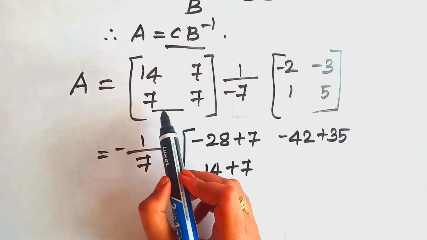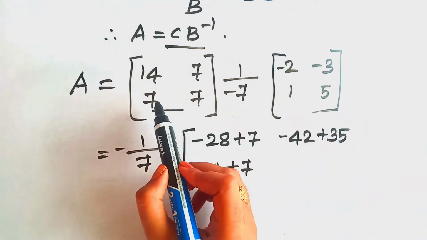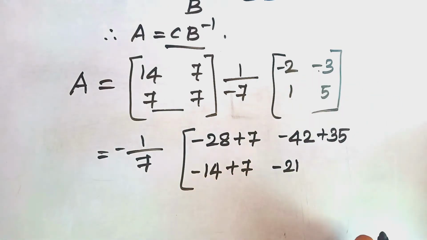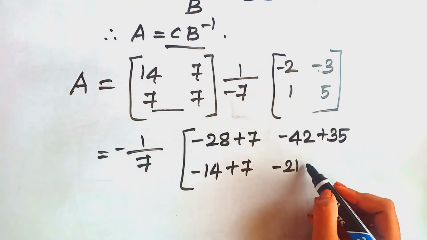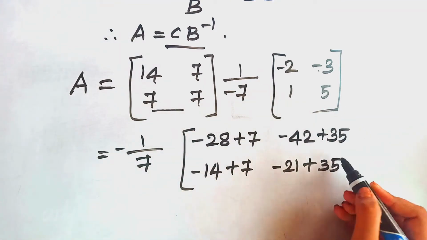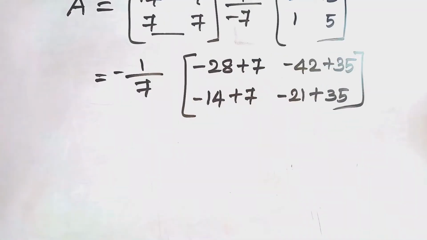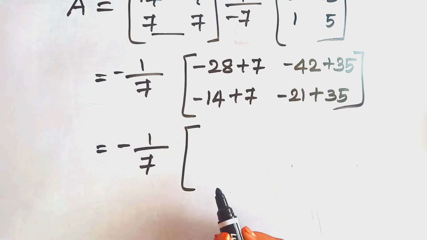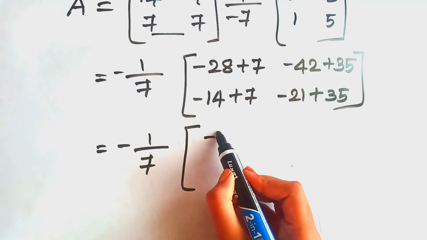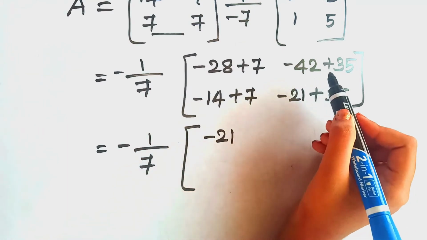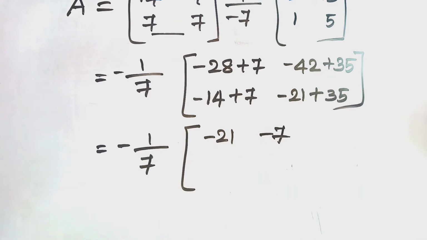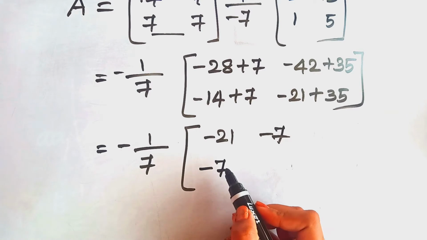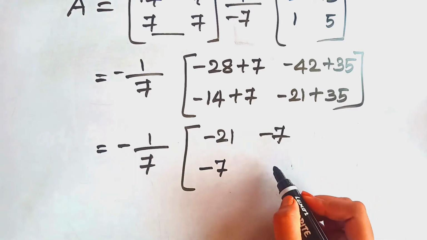Then second row and the second column, for that 7 into 3 is 21, and since there is a minus sign here, we are putting a minus sign. Then 7 into 5 is 35, so I'm adding 35 here. Now let's solve it. Minus 1 divided by 7, we'll get minus 28 plus 7, it will be minus 21, and minus 42 plus 35, it will be minus 7. Minus 14 plus 7, it will be minus 7, and minus 21 plus 35, it will be 14.